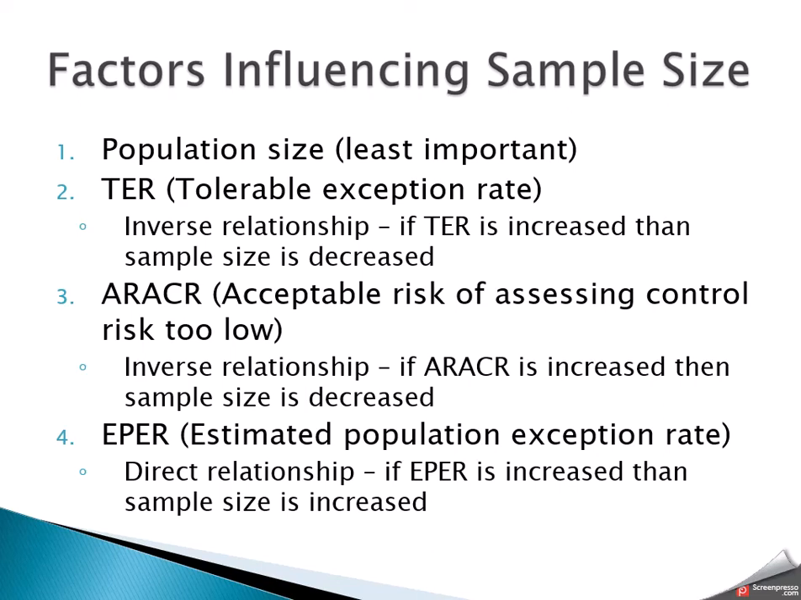Next is the acceptable risk of assessing the control risk too low. If we increase that, we're not as worried about it, so we can decrease our sample size. If we decrease that and we are very worried about it, we're going to have to increase our sample size. And if our estimated population exception rate goes up, then our sample size is going to go up, because we're saying we estimate that there are going to be some errors in there, so we want to test more to get more comfortable with that data.